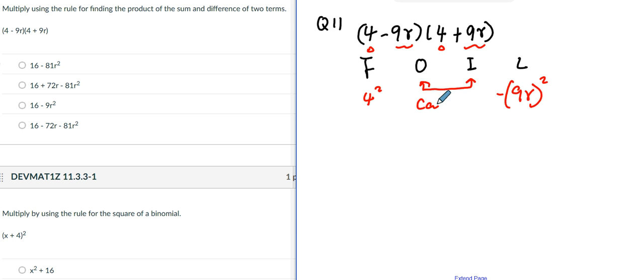Okay. So once you see again, when the signs are different, opposite, you do not have to work out the middle two terms. So then basically you have 16 minus 9 squared is 81, and then r squared. So here, first option will be our choice. Okay.